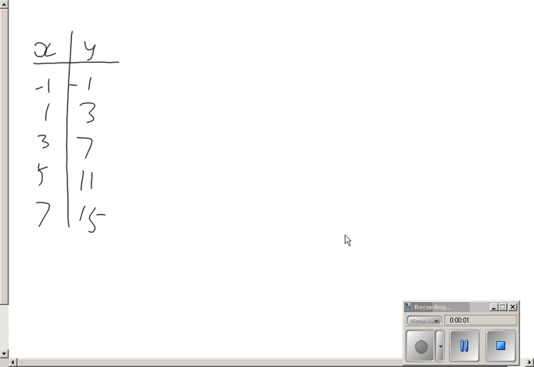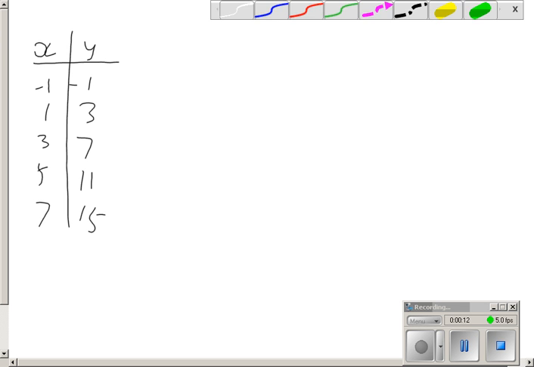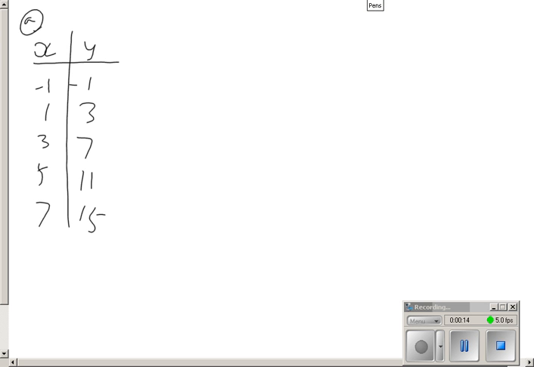Okay, math nuts. Question 36. It says, which of the following tables of values represents a linear relationship? And this is letter A here. And those are all of my values for table A. Well, how do I tell if it's linear?